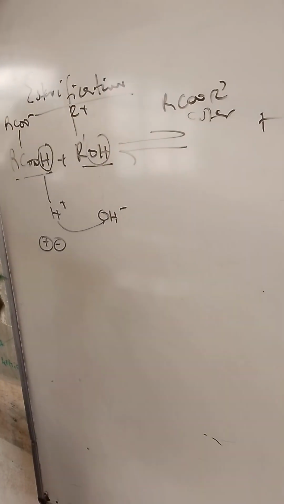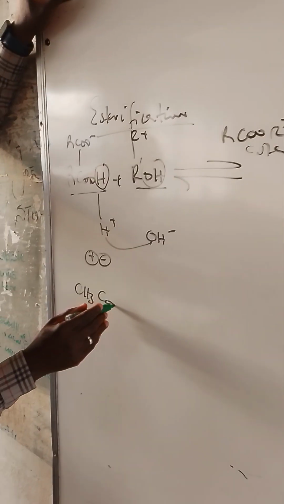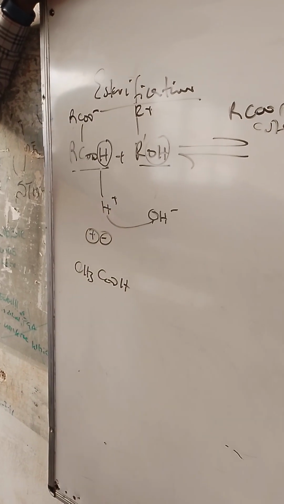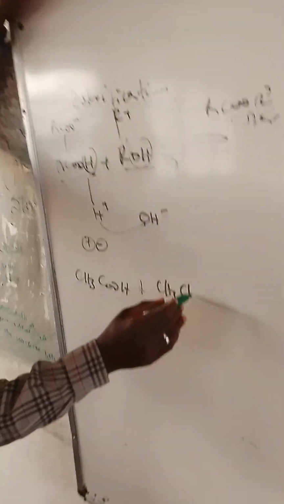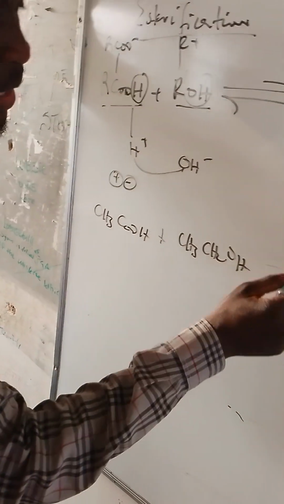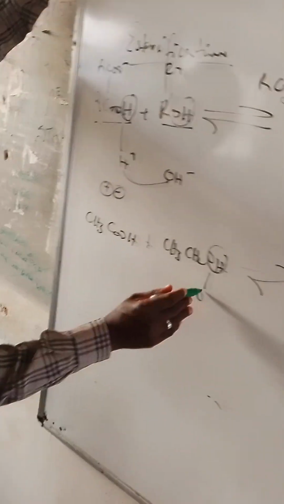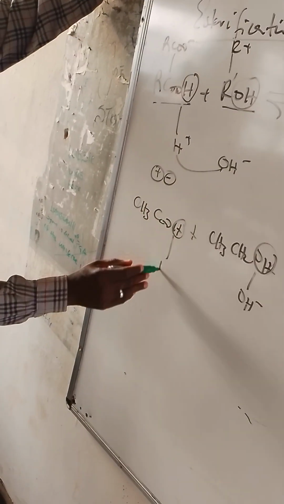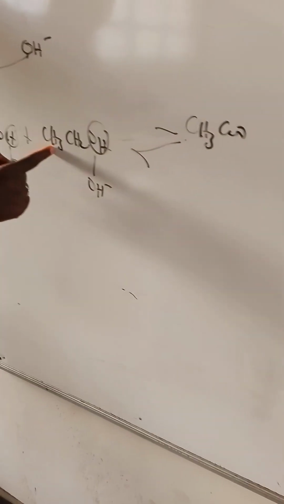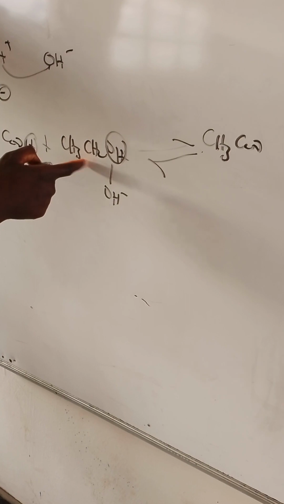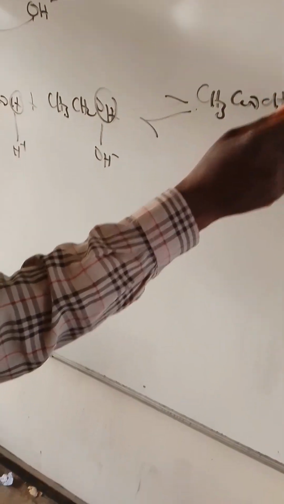Let me now give you an example. If you have CH3COOH, this one is called ethanoic acid, plus CH3CH2OH, ethanol. Under a reversible reaction, you do the same thing. Remove this one to form OH, remove this one to form H plus. This will react with this to form water. Then this one will join with this. We have the CH3COO. Don't join it with CH3. You start with CH2, CH2, then CH3.